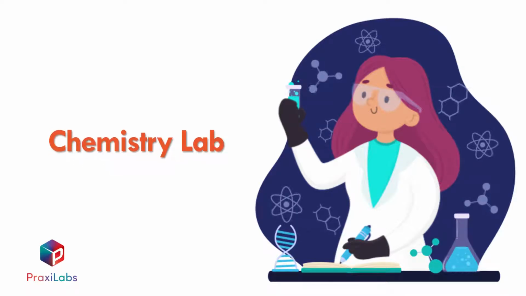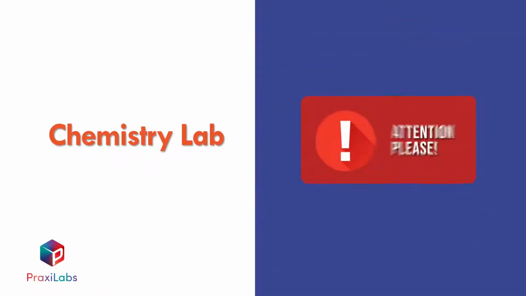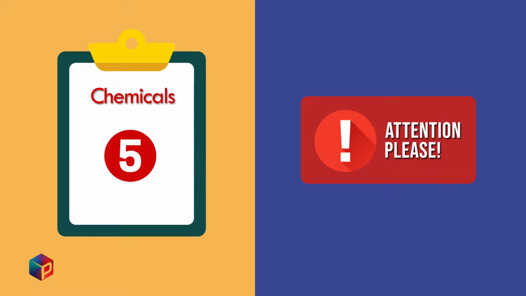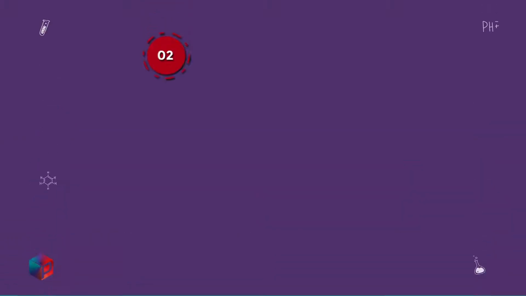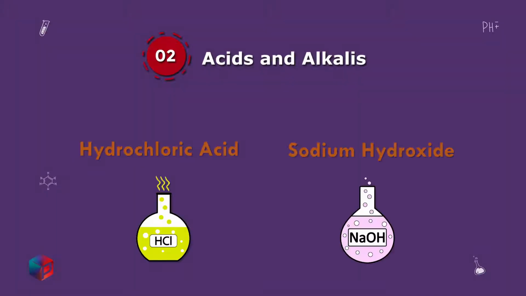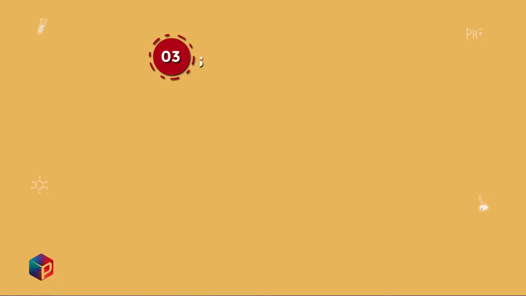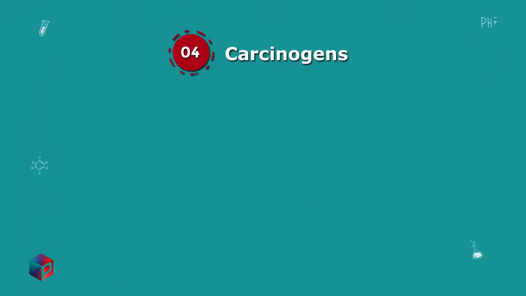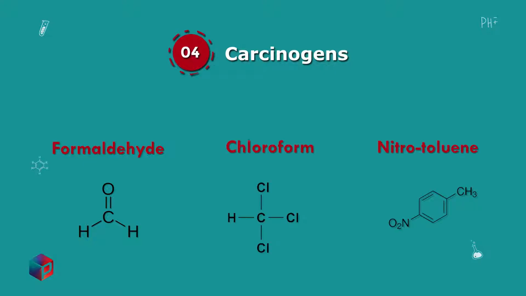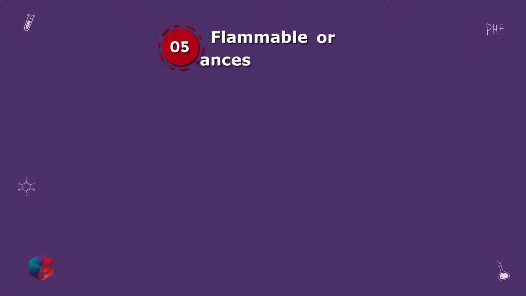Before entering the chemistry lab, remember that chemicals are divided according to their danger into 5 types. 1. Organic solvents. 2. Acids and alkalis. 3. Toxic substances. 4. Carcinogens. 5. Flammable or explosive substances.